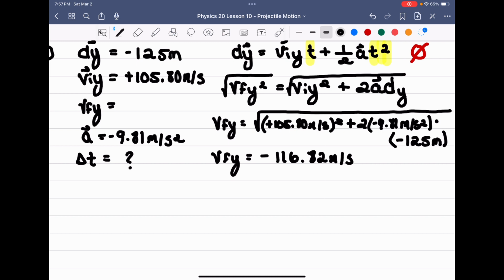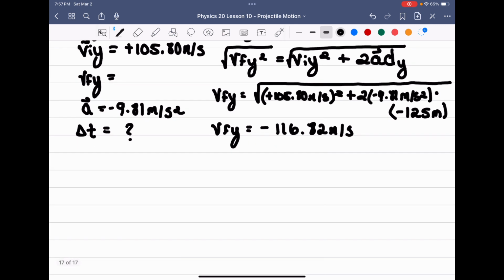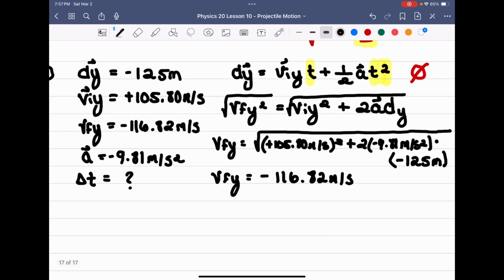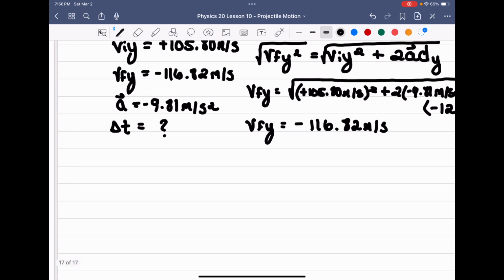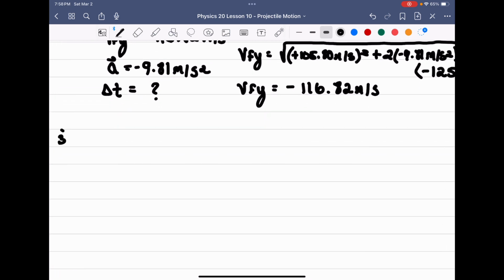I'm now going to say, okay, for step number 3, if I've found this VFy, let's use it to figure out what the time is from here. So now I have a VFy equal to negative 116.82 meters per second. And if this is my criteria from the previous part, now with the new filled in VFy, I'm going to use this criteria to use the basic acceleration equation to figure out time. So step number 3, I'm going to say acceleration is equal to VFy minus VIy, making sure to have the vector symbols on this one, divided by the change in time.